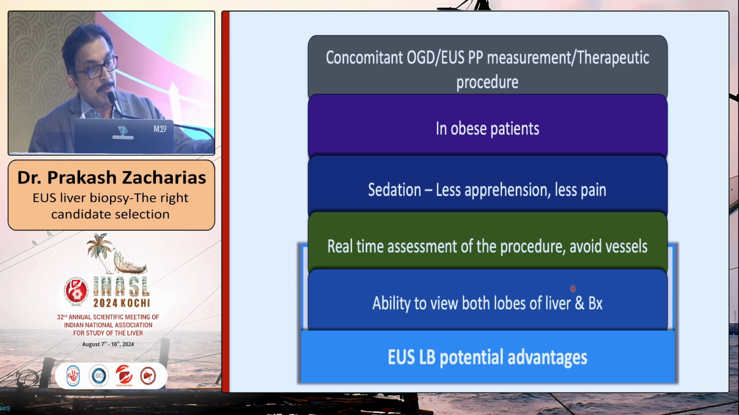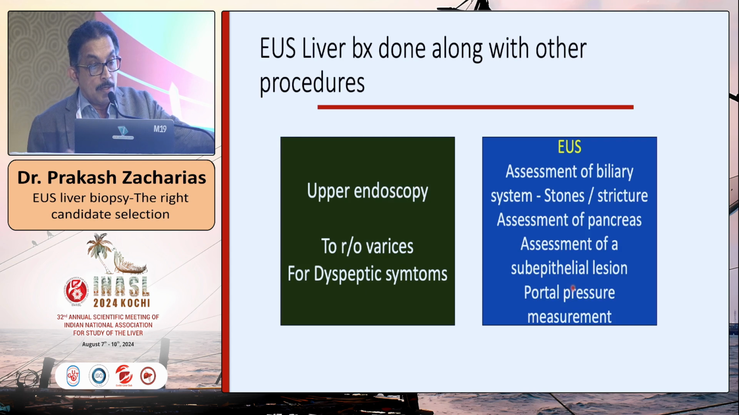And also concomitant upper GI endoscopy, EUS assessment, and even now EUS portal pressure measurement can be done along with it. So during upper GI endoscopy, you can assess the varices or whether there are dyspeptic symptoms. On EUS, you can assess the biliary system, the pancreas, look for any subepithelial lesions, as already mentioned, and also the portal pressure gradient.